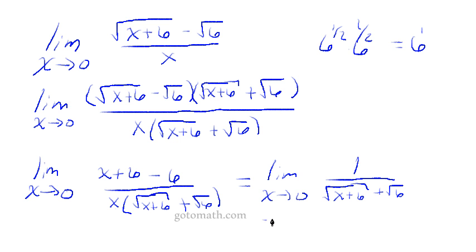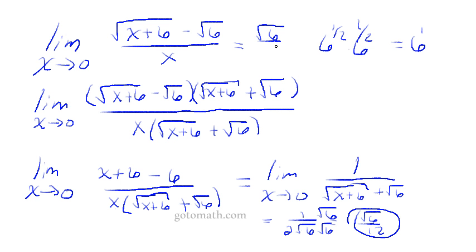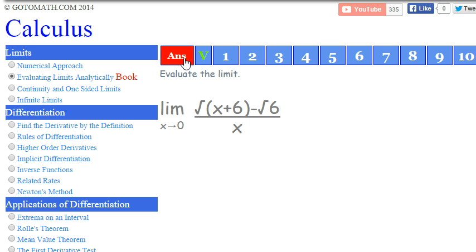Now we can finally do the direct substitution, plugging 0 directly in, and we end up with 1 over, and I'm going to kind of skip a step here, because there's going to be two of them, right? You plug 0 in, you get square root of 6 plus square root of 6, that's 2 square root of 6. And of course we can simplify this by getting the radical out of the denominator. That's rationalizing the denominator, and we end up with square root of 6 over 12 as our final answer. I'm not sure that's my final answer, we're going to find out.